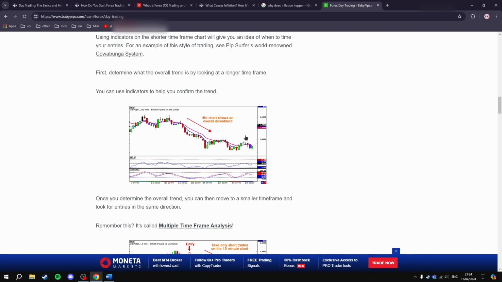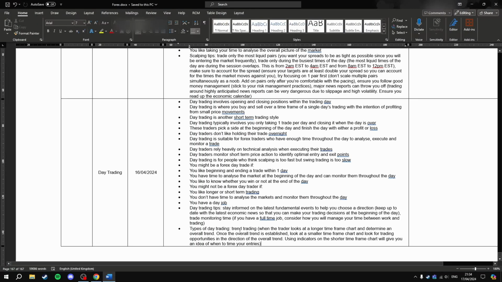First, determine what the overall trend is by looking at the longer time frame. You can use indicators to help you confirm the trend. Indicators can be used to help confirm the trend.